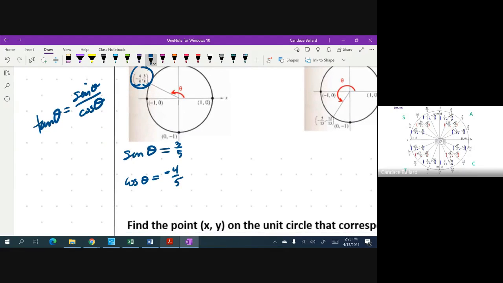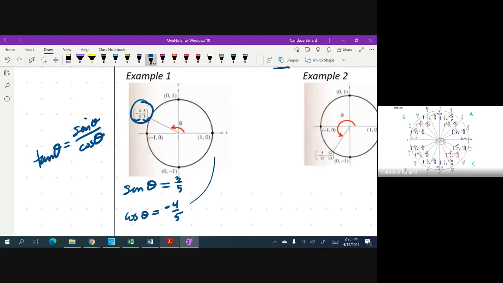Tangent. Actually, I'm going to write my tangent up here. So the tangent of theta, my sine is 3/5, and the cosine is -4/5. We don't like complex fractions like that. So we would tend to flip and multiply that. So our 5's cancel, and we get the tangent is 3/-4, or you can float the negative out in front.